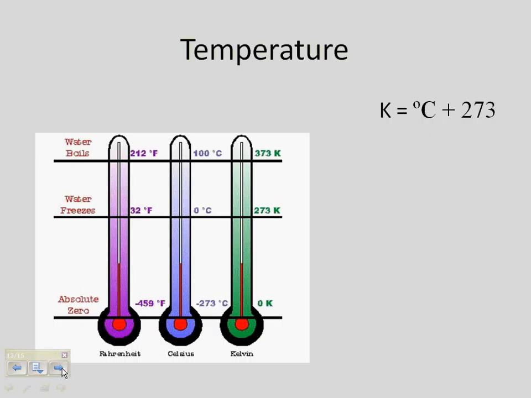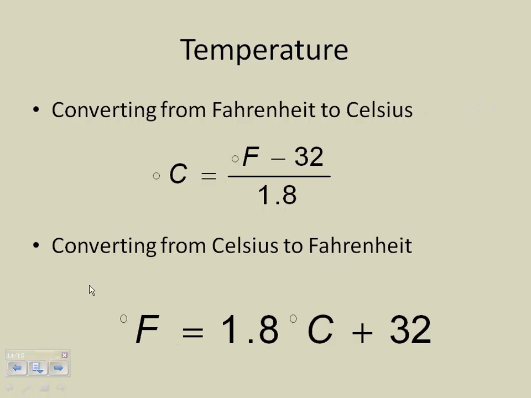To convert from Fahrenheit to Celsius, we're going to take your Fahrenheit temperature, subtract 32, divide that difference by 1.8, and you'll get your degrees Celsius. If you're going from Celsius to Fahrenheit, you multiply your degrees Celsius by 1.8 and add 32. I tend to memorize this one, and then I just rearrange it to go back. So that would be my hint to you. I will give you a sheet with all of these equations on them in class.